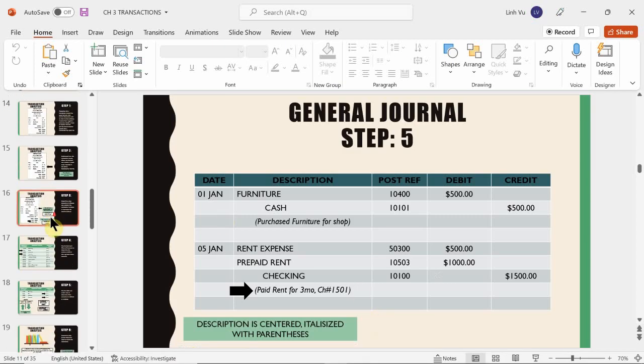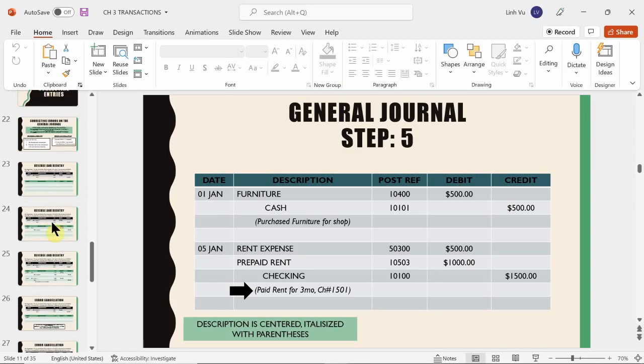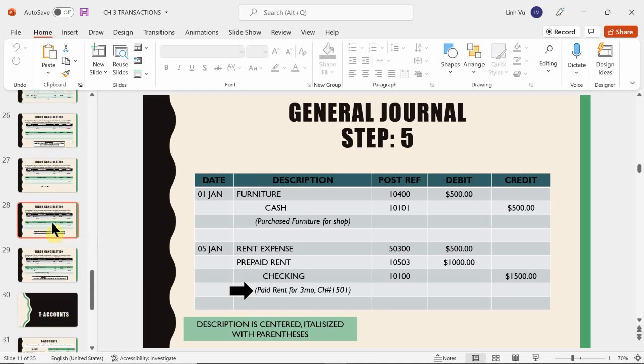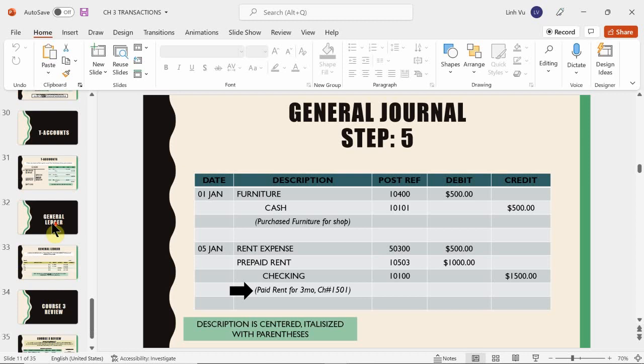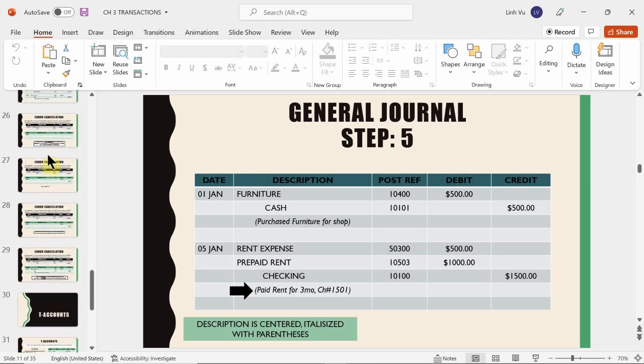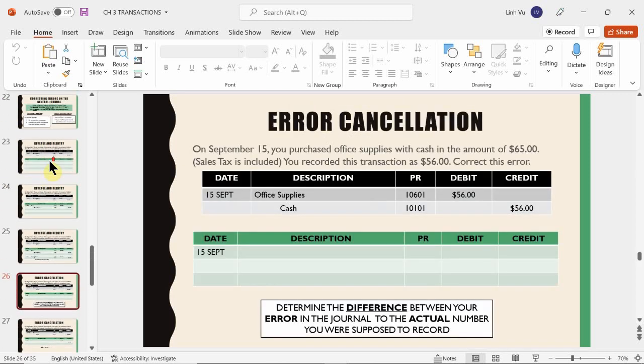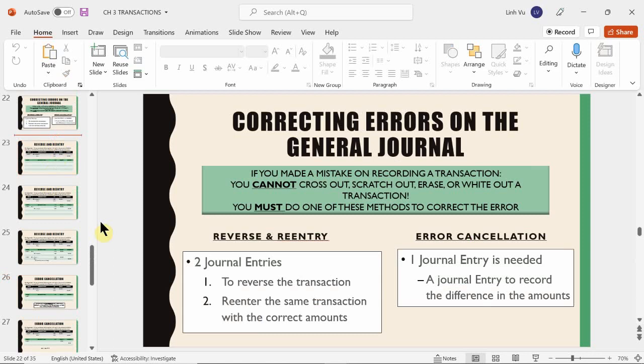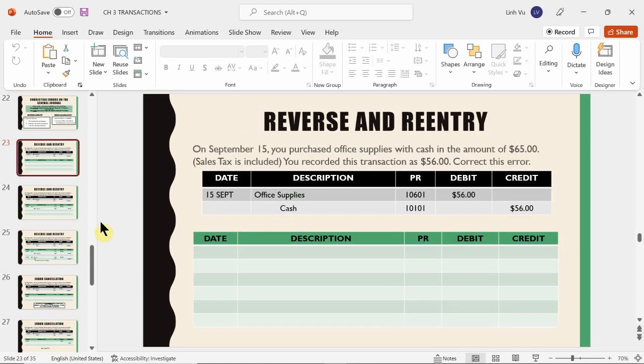Okay. For me personally, I would use the reverse and re-entry, just because that way it minimizes the mistakes that you can make, because you're looking at a mistake that already happened, right? The best thing to do is just to undo the mistake and then re-enter it for the correct amount. Okay? That will prevent you from making any further mistakes.